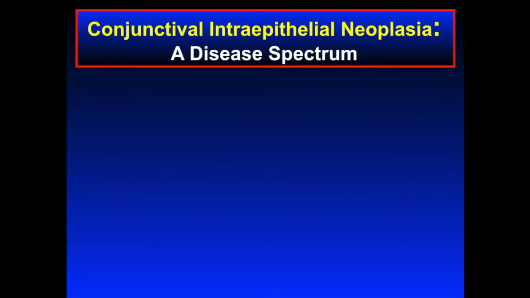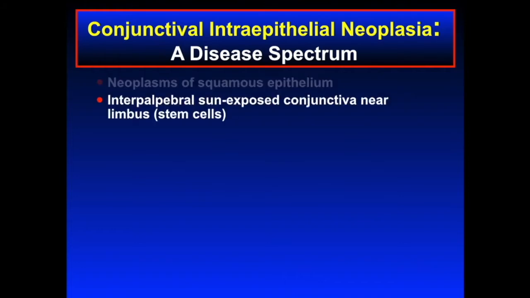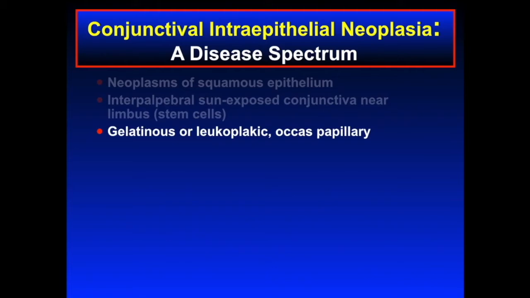Occasionally, they do occur on the back of the lid, however, and you'll never diagnose one unless you flip the eyelids. Conjunctival intraepithelial neoplasia is a spectrum of disease, neoplasms of the squamous epithelium. We said they occurred typically in the sun-exposed conjunctiva, near the limbus. Some cases are leukoplakic, other cases are rather gelatinous in appearance, and occasionally you'll see papillary lesions as well.